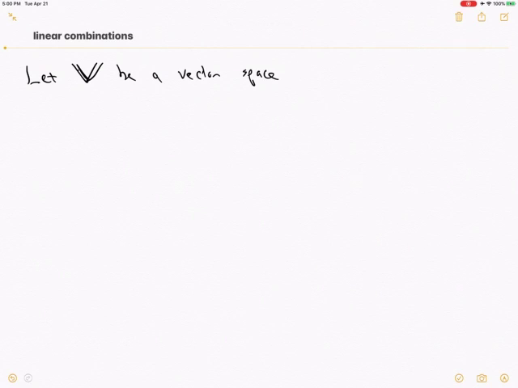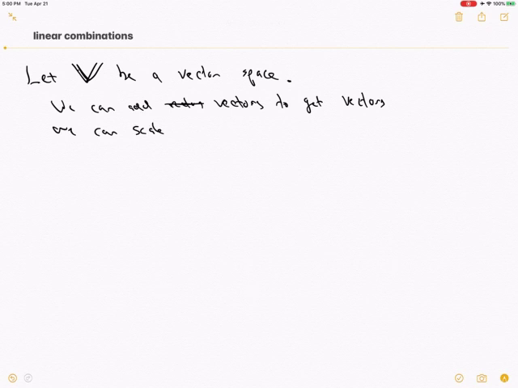So let V be a vector space. Of course, if we have a vector space, then we can add vectors to get new vectors. That's what vector addition is. And of course, we can scale vectors to get vectors. And so we can construct new vectors from a set of vectors. And these things are called linear combinations.